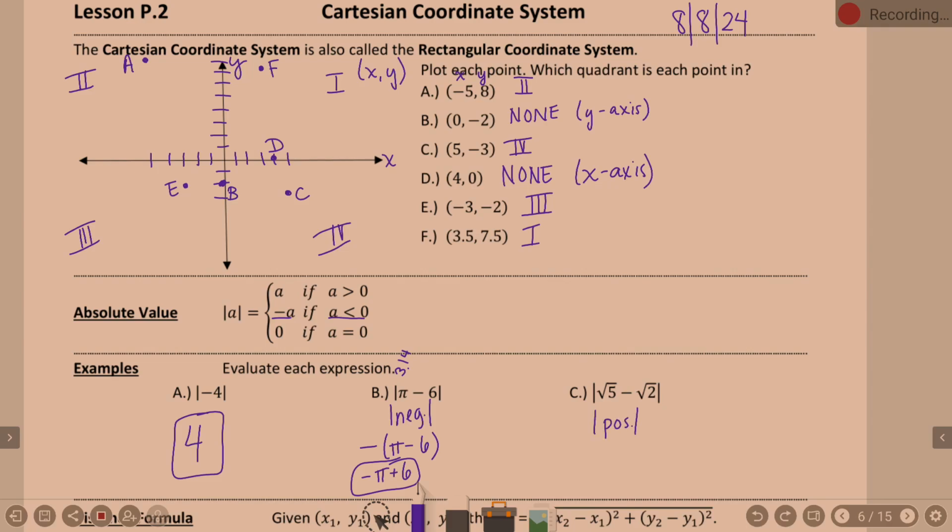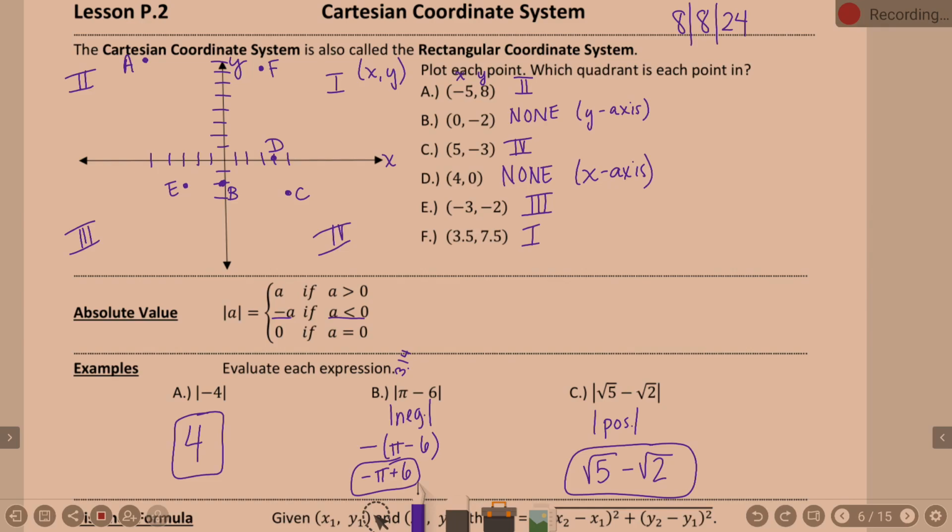So if we're doing the absolute value of a positive value, we're just going to drop off the absolute value bars and have whatever's in the absolute value bars. If whatever's in the absolute value bars already has a positive value, it just stays as is. Because keep in mind, if we would have changed this to square root of 5 plus square root of 2, I've changed the value. And I don't want to change that numerical value.